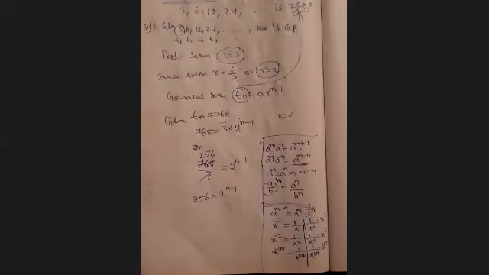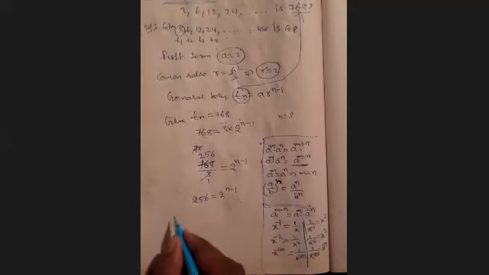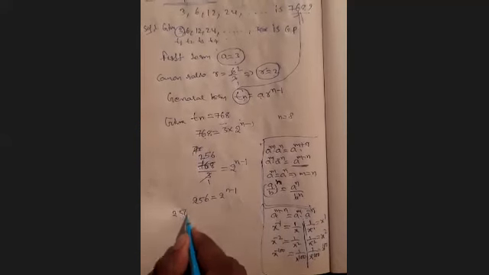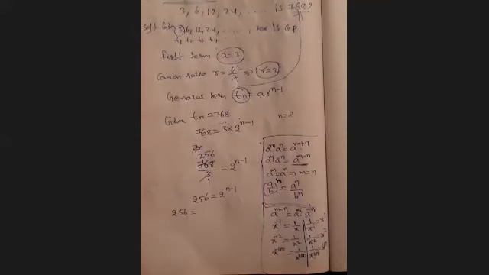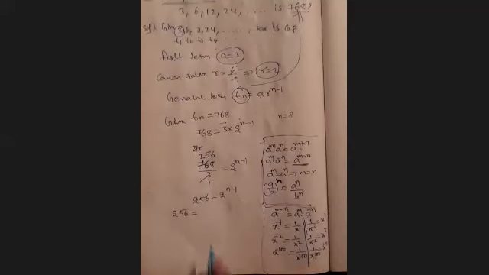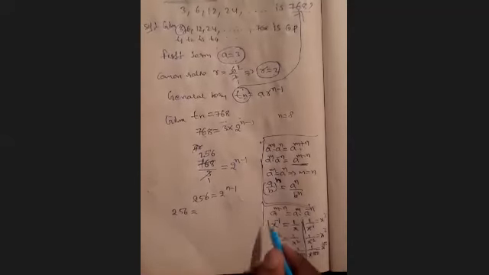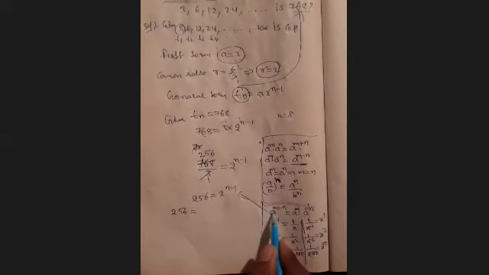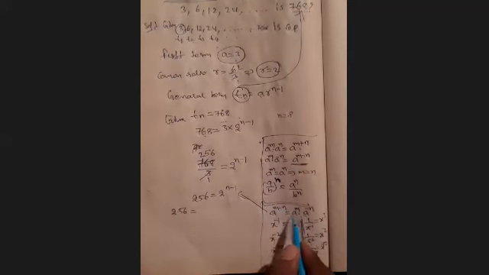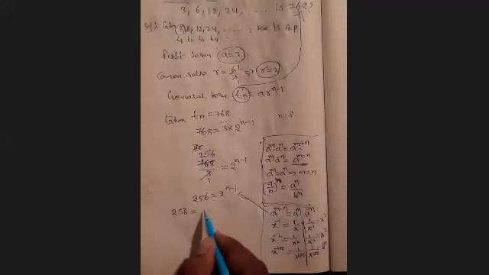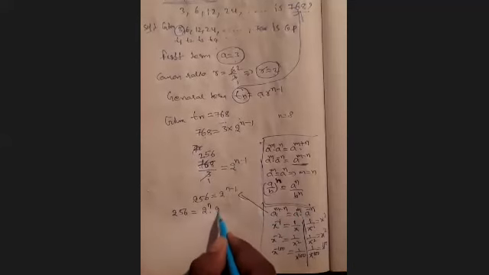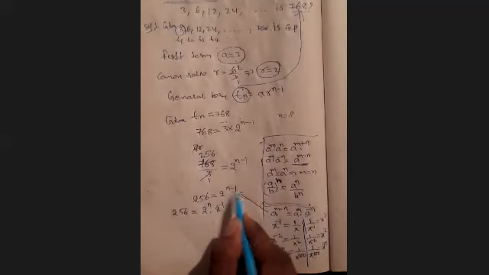Now I'm coming to the solution. See, solution: 256 is equal to 2 power n minus 1. I'm writing by using this formula, a power m minus n. We can write a power m into a power minus n, that is 2 power n into 2 power minus 1. a power m, a power minus n, that is a power m minus n.